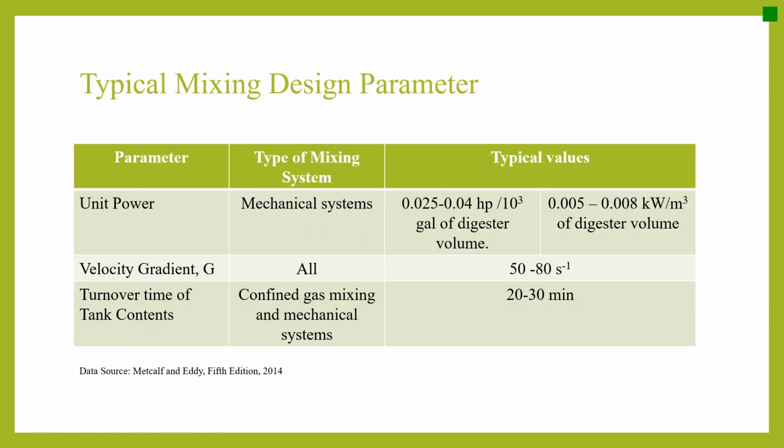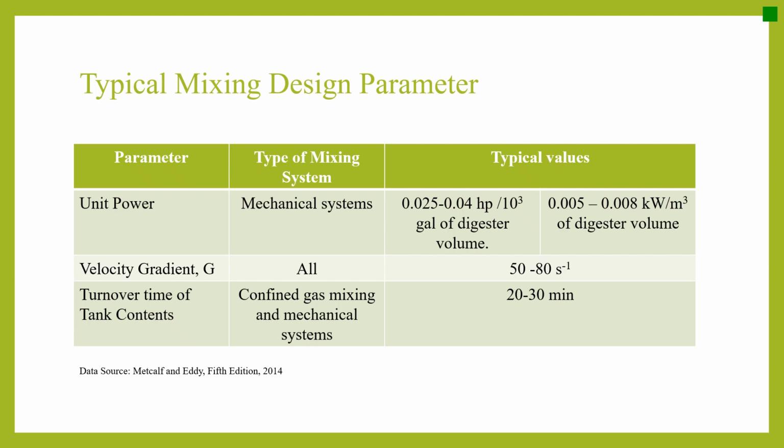This table shows some typical mixing design parameters, such as unit power, applicable to mechanical systems, and typical values are 0.025 to 0.04 horsepower per 10^3 gallons of digester volume, or 0.005 to 0.008 kilowatt per meter cubed of digester volume.